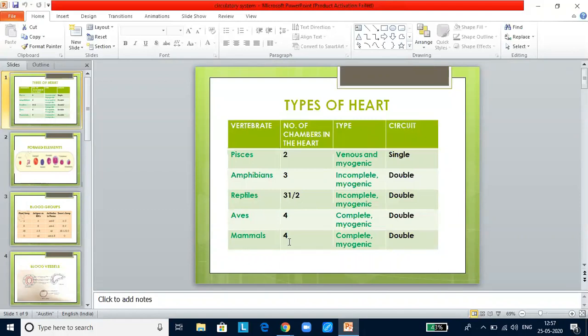And in mammals, you find 4 chambers. It is complete and myogenic, and it is a double circuit circulation. Now let us look into the blood.